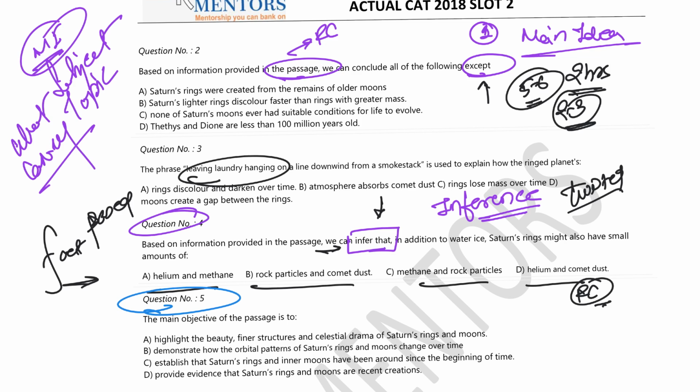Now look at question number 5. This is a beautiful question, straightforward. What is the main objective of the passage? What do you mean by objective? By now you must have understood that it's the main idea. There is nothing apart from that.